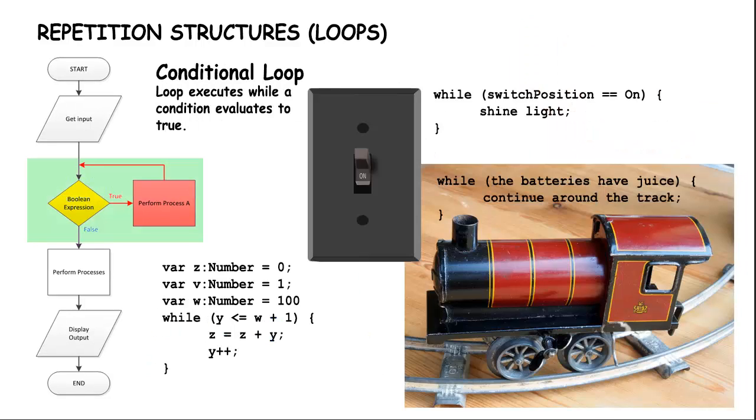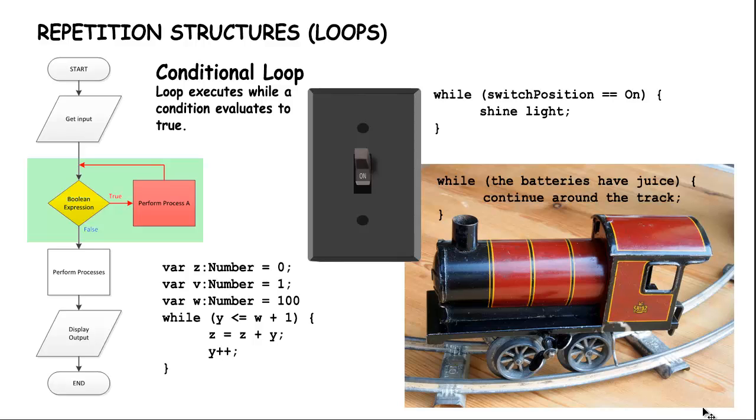Another type of loop is a conditional loop, and here the loop executes while a condition is being evaluated and it equals true. We represent this type of loop in ActionScript using a while structure, or a while loop.